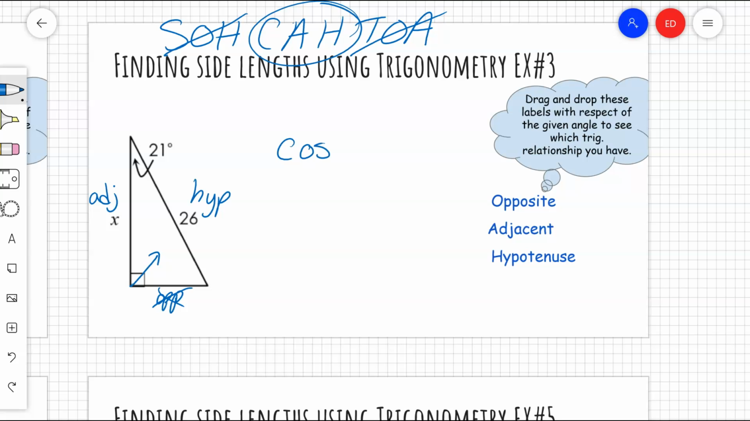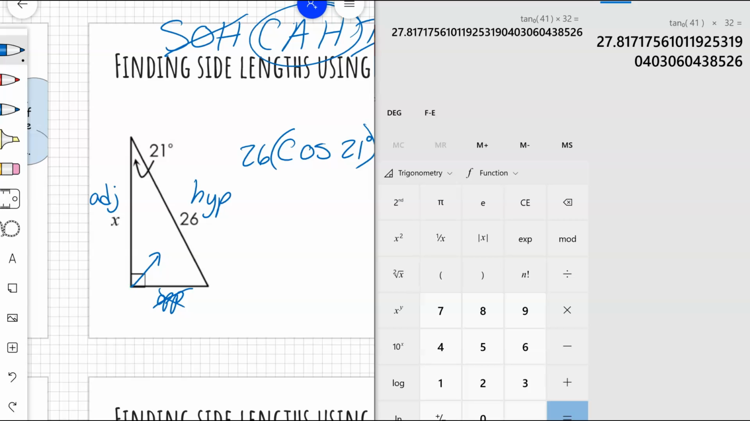Cosine 21 degrees equals adjacent divided by hypotenuse. So adjacent goes in the numerator and hypotenuse goes in the denominator. Okay, this one's actually not different at all. We're still going to multiply both sides by 26. That becomes 1. We're left with x equals 26 times cosine 21. We're going to go ahead and figure that out.